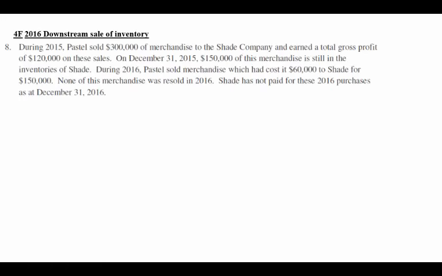The second transaction that was identified in that paragraph, we've identified as 4F, our 2016 downstream sale of inventory. So during 2016, Pastel sold merchandise which had cost it $60,000 to Shade for $150,000. None of this merchandise was resold in 2016. So 100% of the profit related to this intercompany sale is unrealized at the end of 2016 because none of the inventory has been sold to a third party. And these purchases have not been paid for. So we're going to have a receivable payable to deal with.